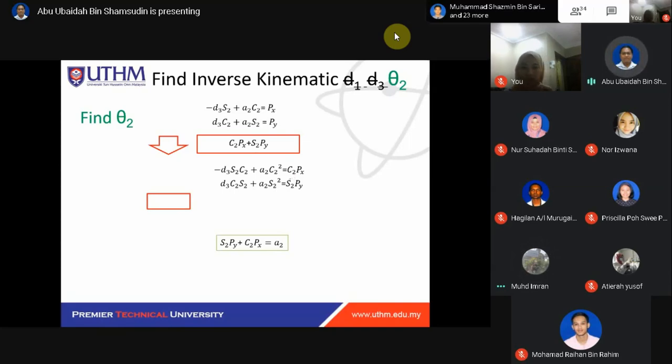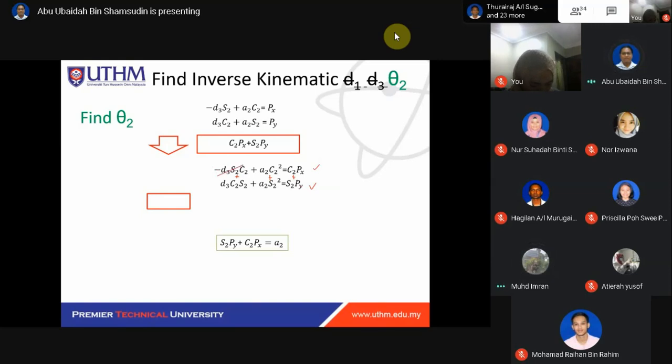So Muhammad Imran, what happened if I plus these two equations here? Do you notice anything that is similar? Ada tak benda yang sama kat sini antara kedua-dua equation? Nanti yang negatif D3 dengan plus D3 ni akan hilang, doktor. Yes, good. Very good, Muhammad.